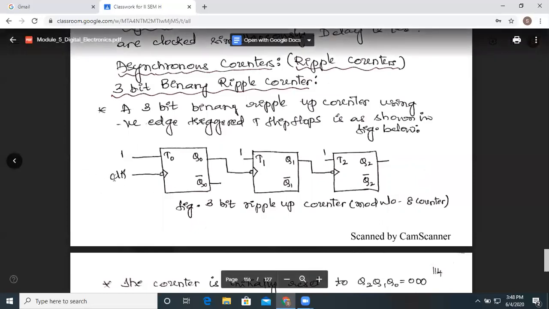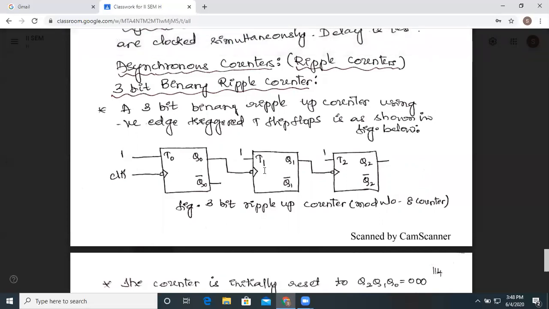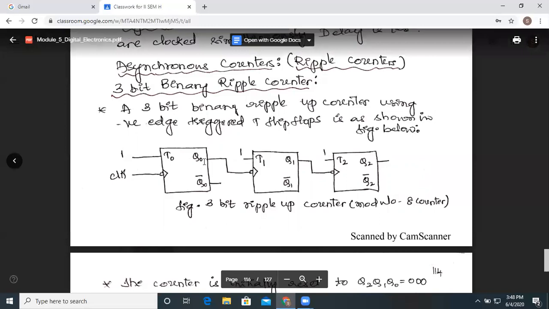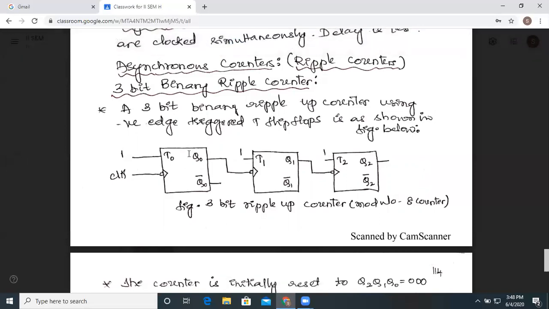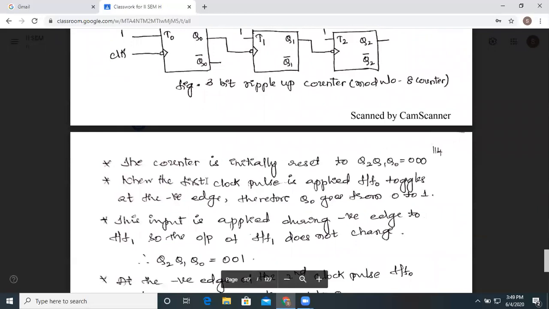The clock is fed only to the first flip-flop, but it will not be given to the succeeding flip-flops from this clock. Instead, it is going to be given by the previous flip-flop output. So that is the construction of the asynchronous counter.